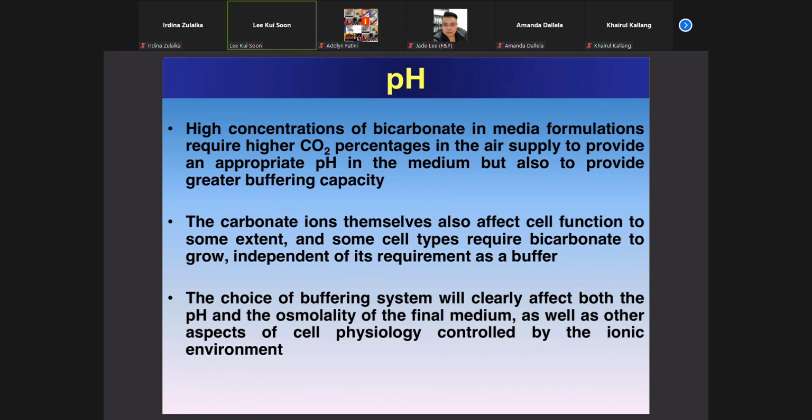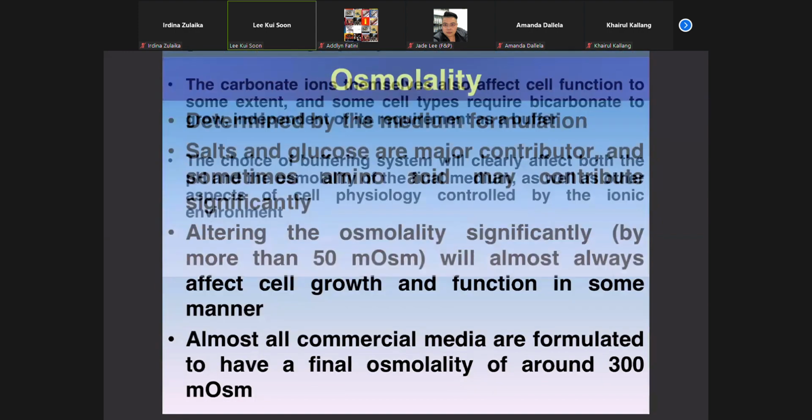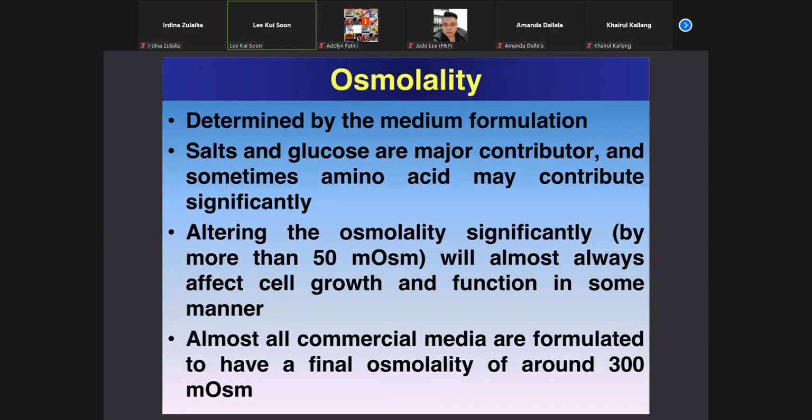So that's why I keep telling you that you need to understand clearly the characteristics of your cell. As I said just now, some cells prefer lower pH, and some cells prefer higher pH. So understanding the characteristics of the cell will be very helpful to make sure that you culture the cell successfully. All right. Another one is the osmolarity, which is determined by the medium formulation.